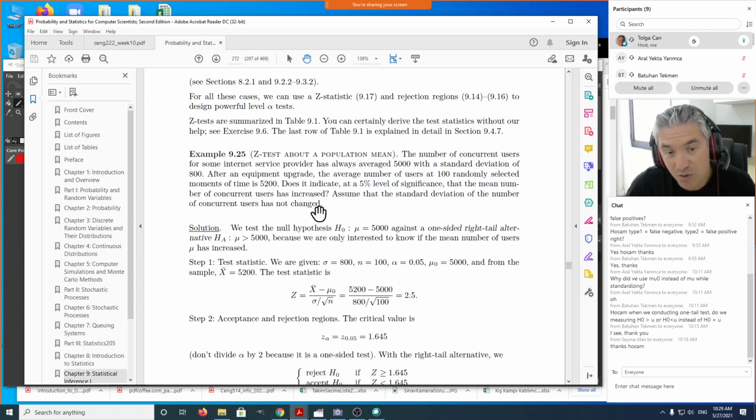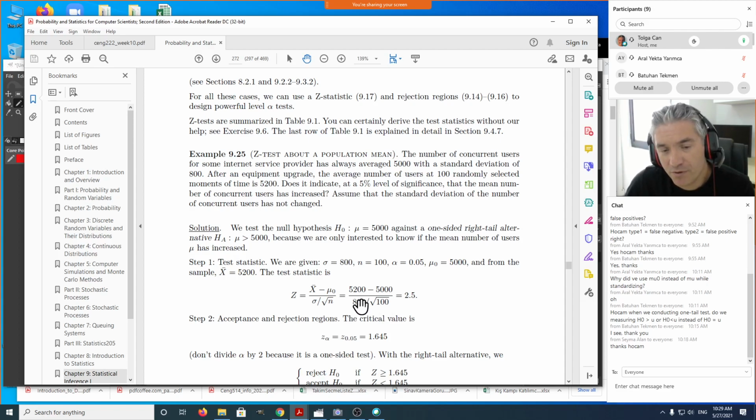If this last sentence was not given, we would probably need to compute, instead of sigma, S, the sample standard deviation from the samples that we have collected. So this last sentence makes sure that you may use that 800 when you're computing your standard error. So 800 divided by the square root of 100 will give you the standard error in x bar.